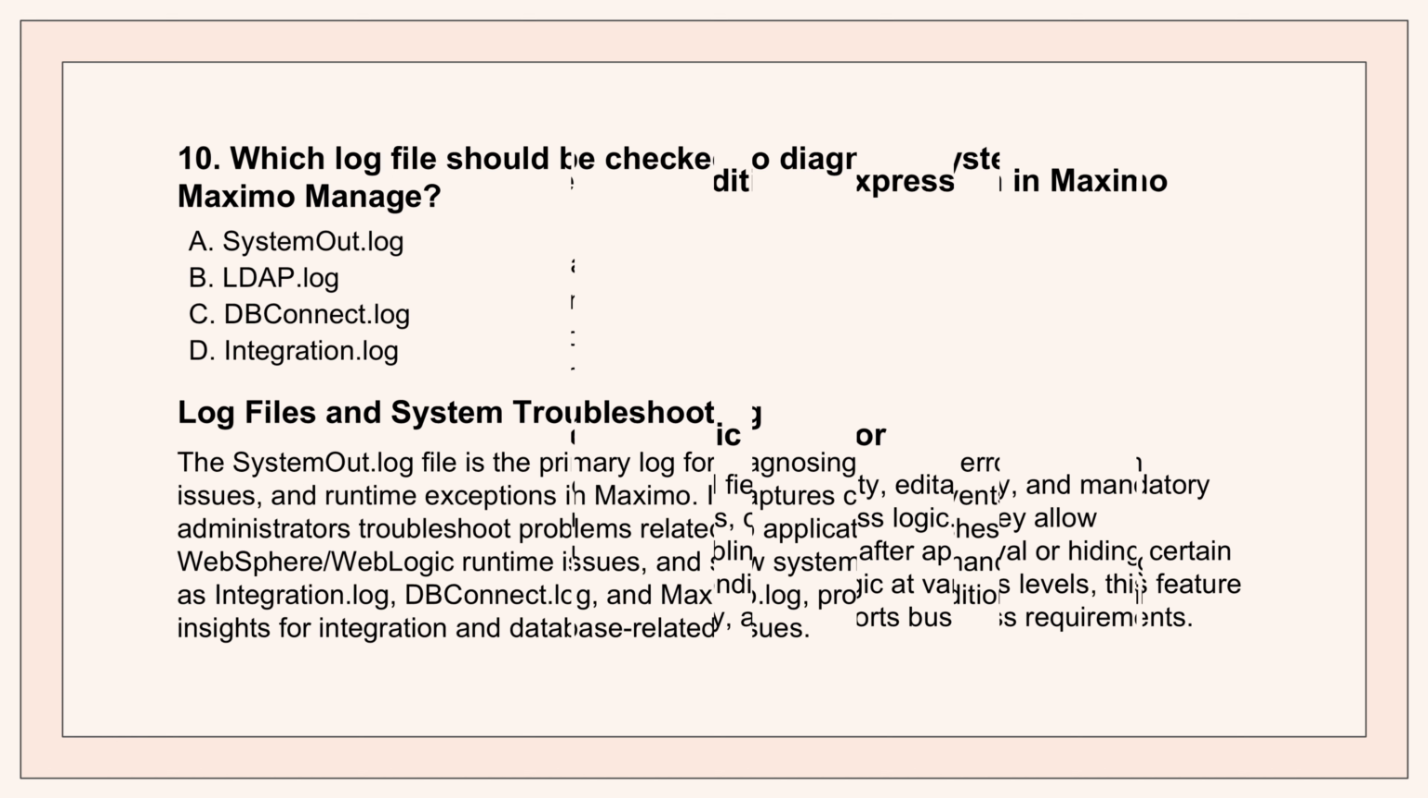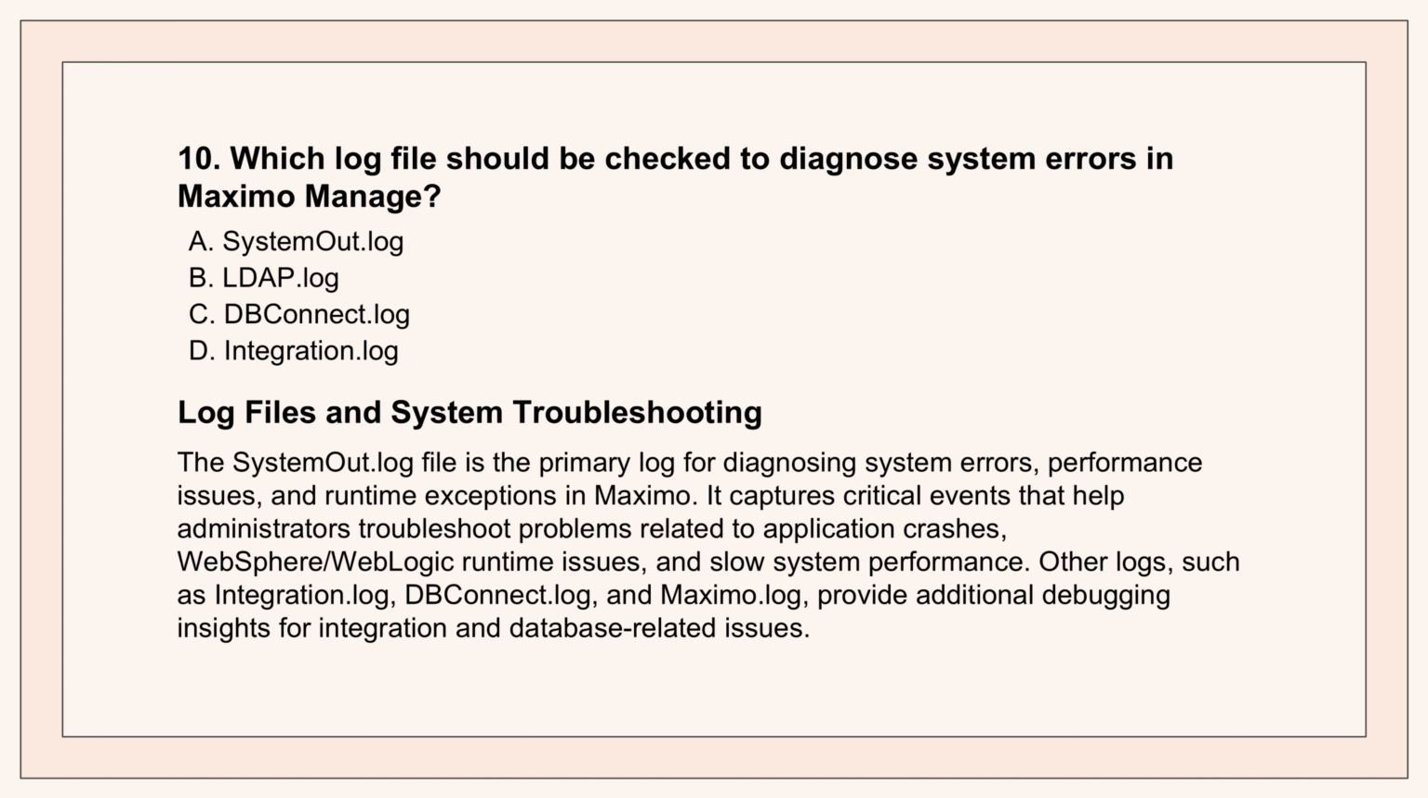Exactly. All right, last question. It says, which log files should be checked to diagnose system errors in Maximo Manage? The answer is systemout.log. Sounds like a behind-the-scenes kind of thing. Yes, it is. The systemout.log is basically the main log file for Maximo Manage. It records all sorts of system events, error messages, things like that. So if you're having a problem with the system, this is one of the first places you'd look to see what's going on. So it's like the system's diary.